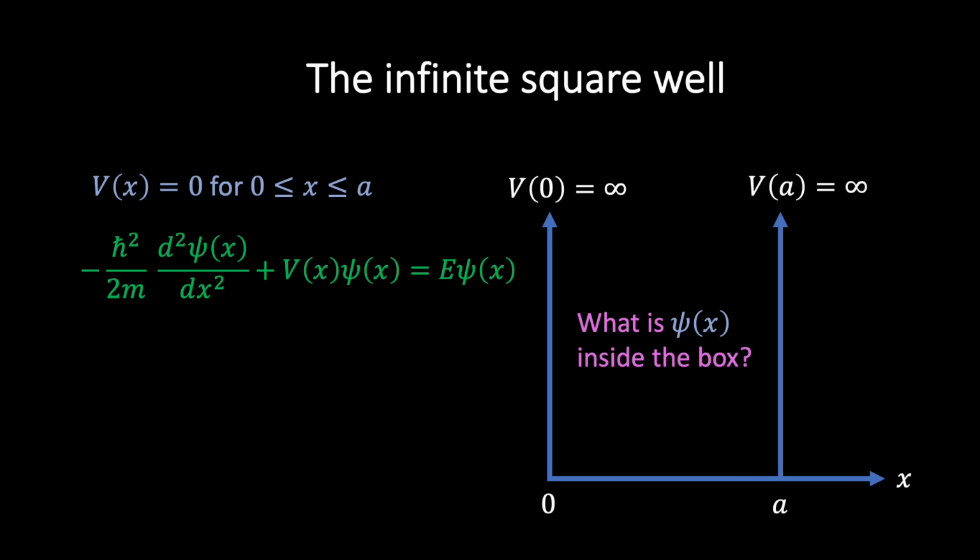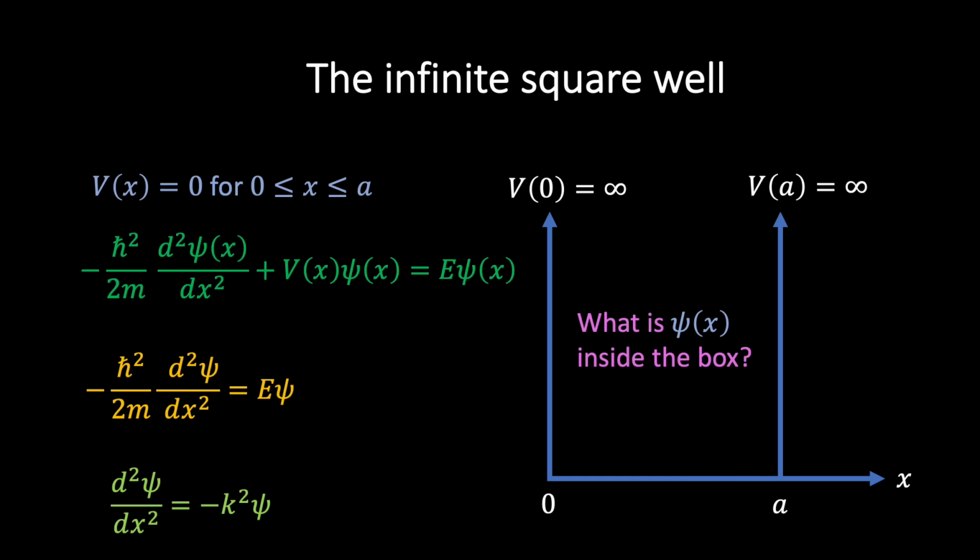Since we know that the potential energy is 0 inside the box, the time-independent Schrödinger equation simplifies to the following yellow equation. We can then rearrange this expression and write it suggestively in the following form, where we have defined k as the square root of 2mE over h bar.